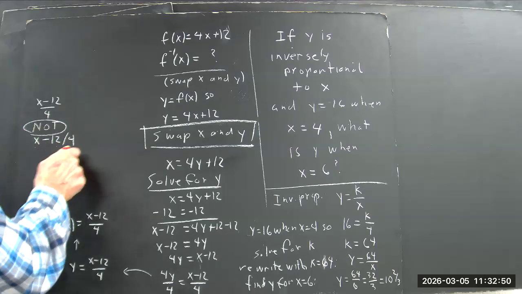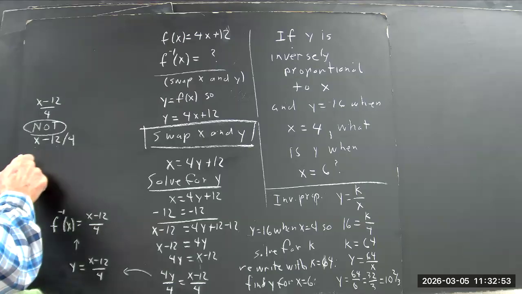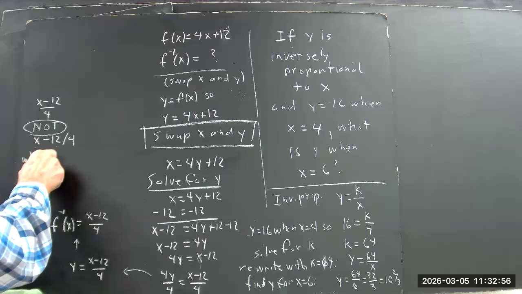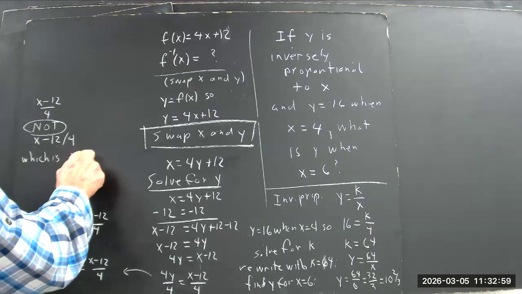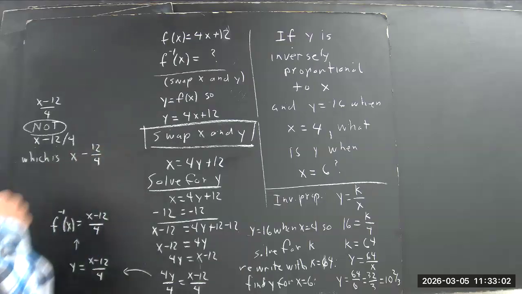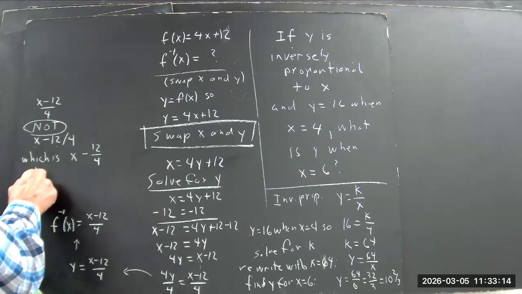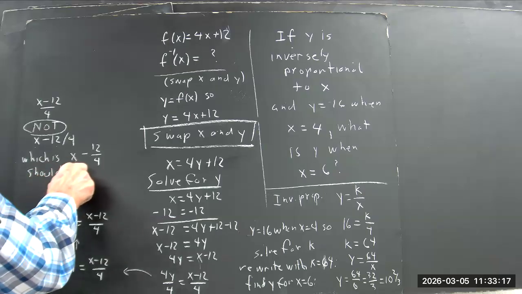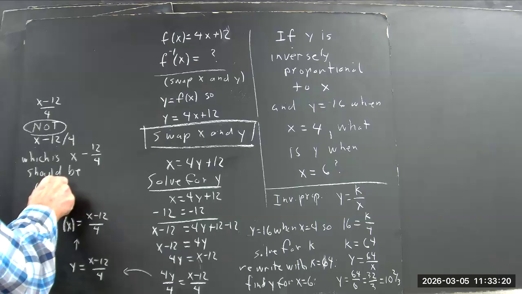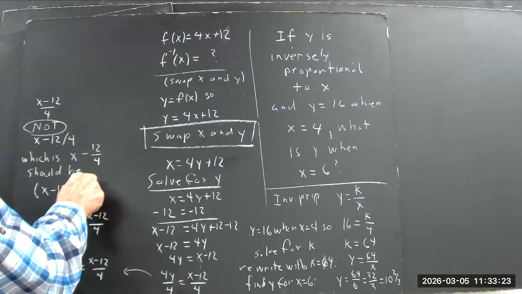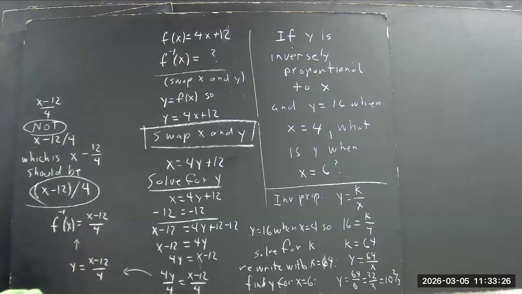That's not x minus 12 over 4. Which is x minus 12 fourths. Because in the order of operations, the 4 only divides the negative 12. Okay? It should be written with parentheses around the x minus 12, so that the whole x minus 12 is your numerator. Okay?